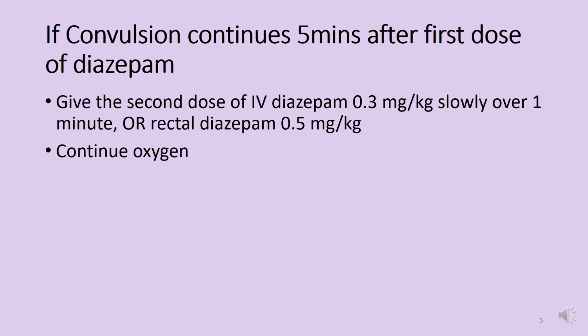Continue giving oxygen. You never stop giving oxygen because besides the risk of the convulsion predisposing the child to hypoxia, the anticonvulsant itself, diazepam, is also a potential depressor of the respiratory center. And so that can also cause further hypoxia. So the child should continuously be on oxygen.